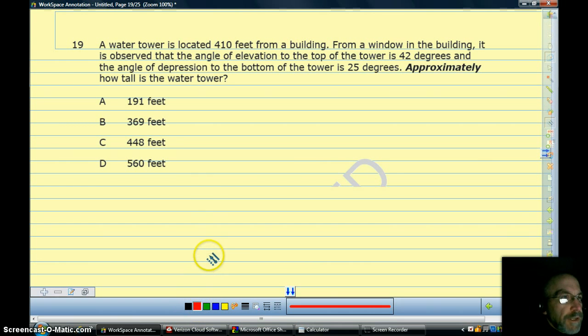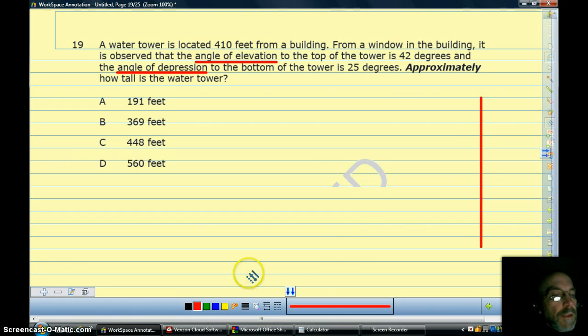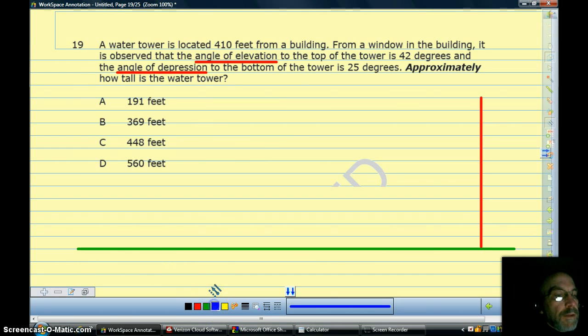Alright, ladies and gentlemen, number 19 involves angle of elevation and angle of depression, which means to solve it we're going to be dealing with some right triangles. We have a tower that is 410 feet from a building, so we will draw something to represent the tower, and we will represent the ground here, and here is your building.